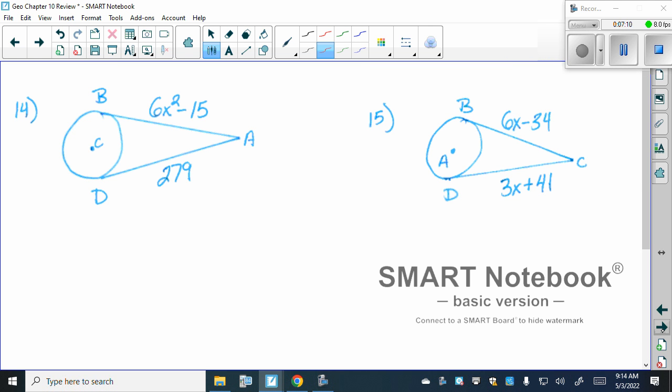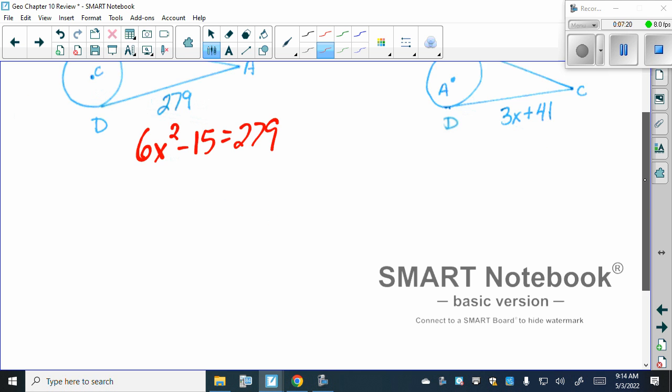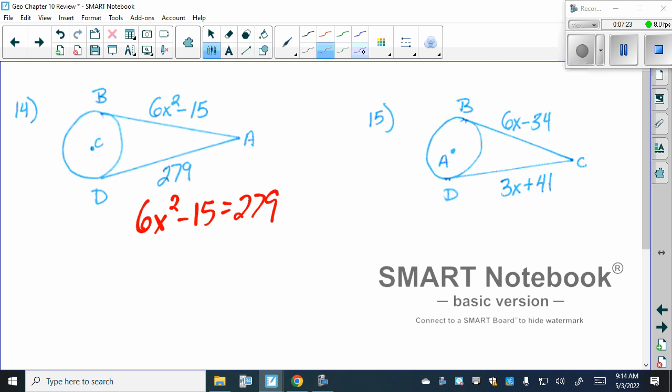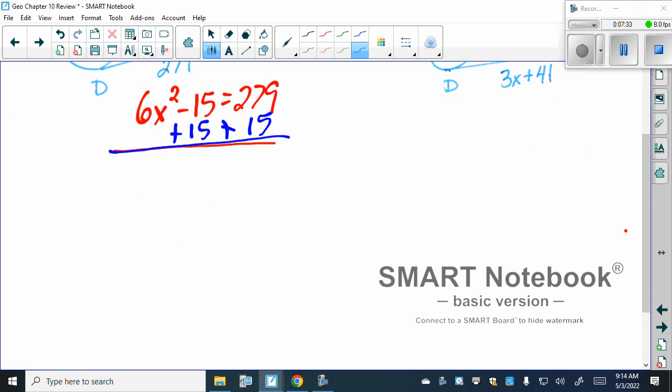Well, we know that these two lengths are going to be equal. So 6x squared minus 15 is equal to 279. The first thing we can do is add 15 to both sides. And if we add 15 to both sides, we get that 6x squared is equal to 294. Then I would divide by 6 first.